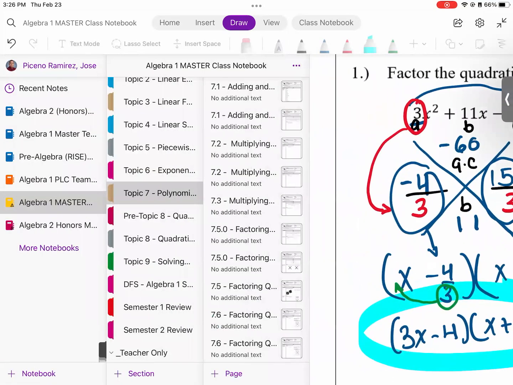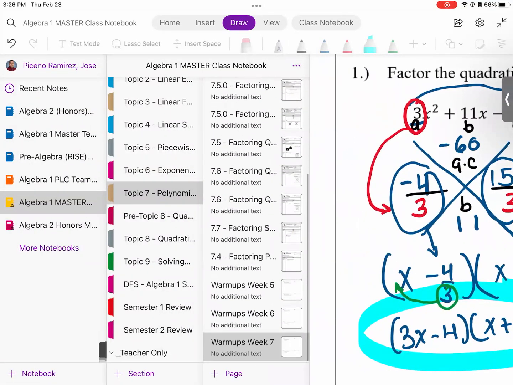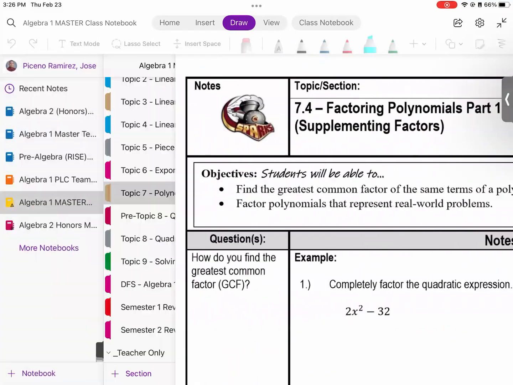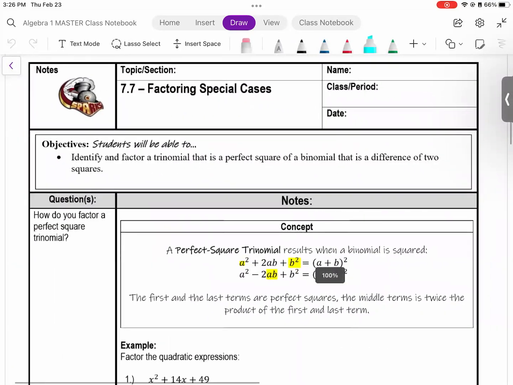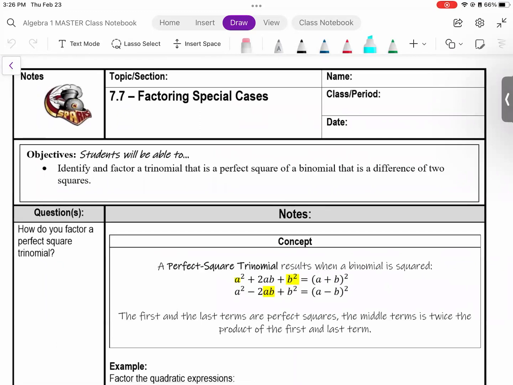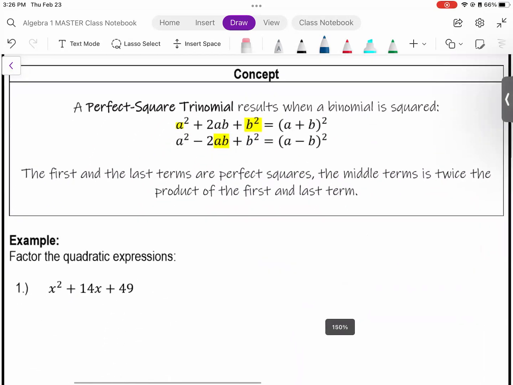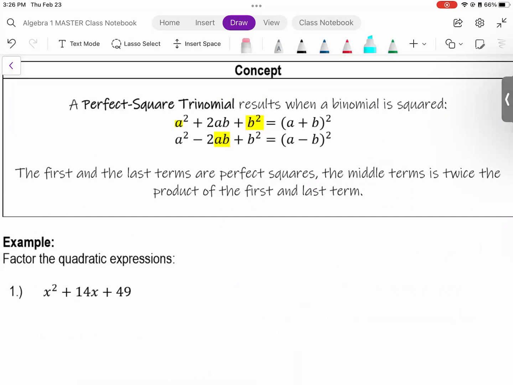All right. So now what we're going to do is go ahead and open your notes. And we should be on 7.7 factoring special cases. So today I'm going to show you 2 special cases that you have seen before because we used them when we were multiplying. The first one that I'm going to introduce you to is the perfect square trinomial.